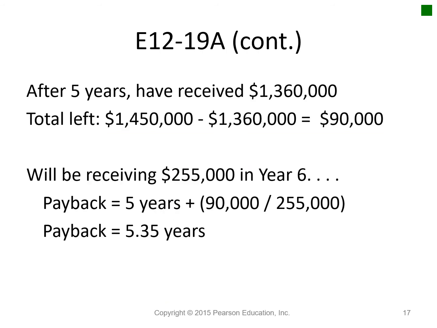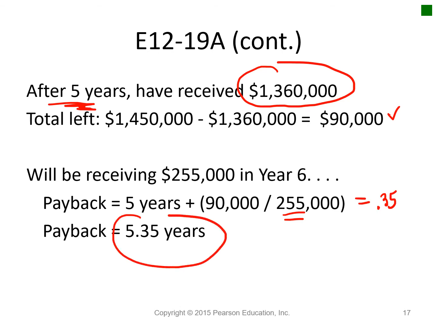So once you set up that little spreadsheet, what you'd find is that after 5 years, if you added all that up, your total amount that you received is right at $1,360,000. Notice now you have another $90,000 to go. In the next year, it's going to be $90,000 divided by 255 because that's the cash flow in year 6. That would equal right about 0.35. So you basically say your payback period, just add that to 5 years, is going to give you 5.35 years.